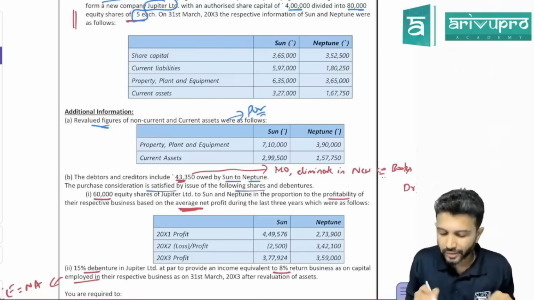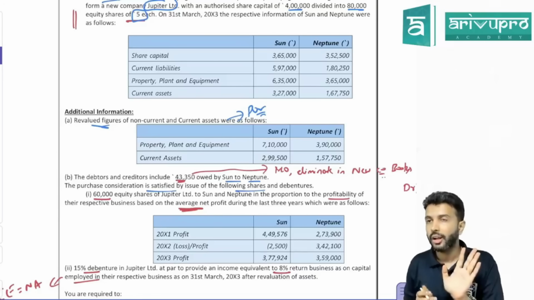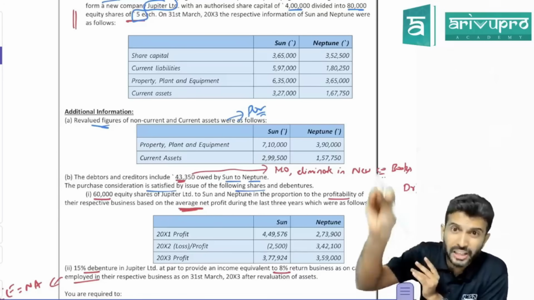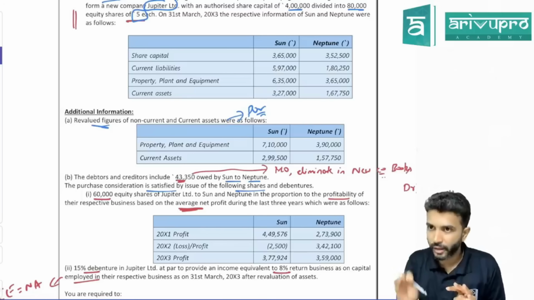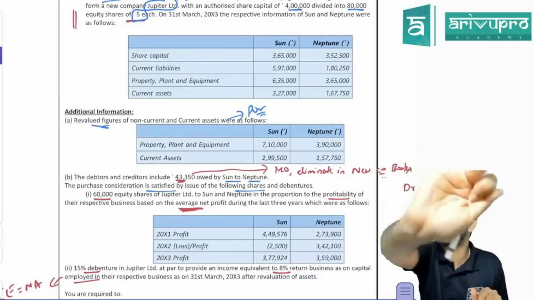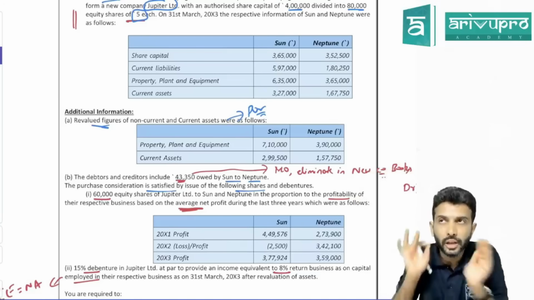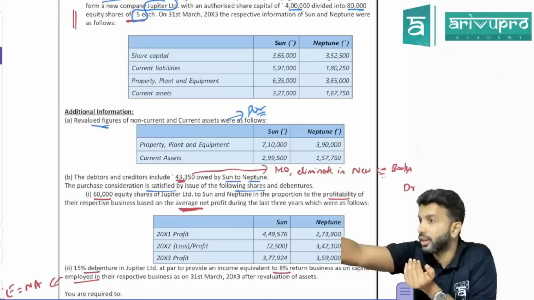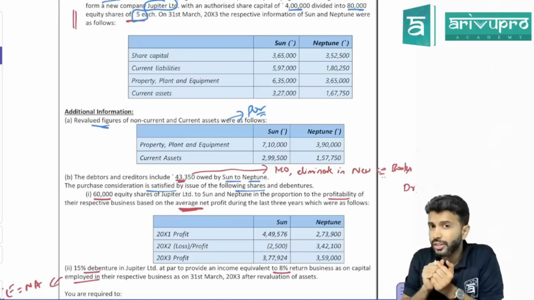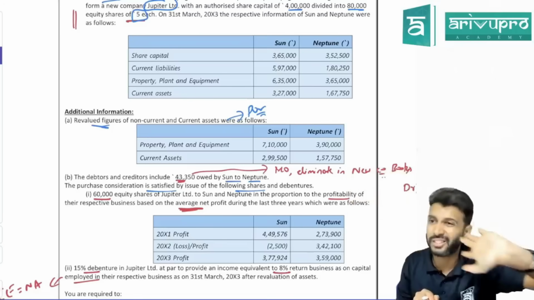PC will be satisfied by issuing shares and debentures. So debenture is not PC, sir. If the purchasing company gives something to the debenture holders of the selling company, are debenture holders of the selling company owners? PC means what you give to the owners. Are debenture holders of the selling company owners? No. To them, if you give anything, it is not PC.